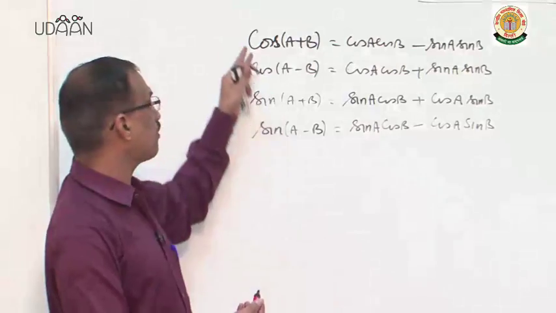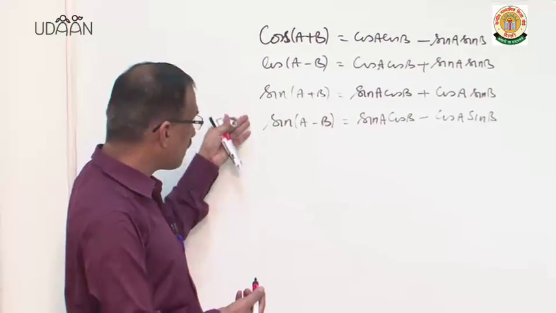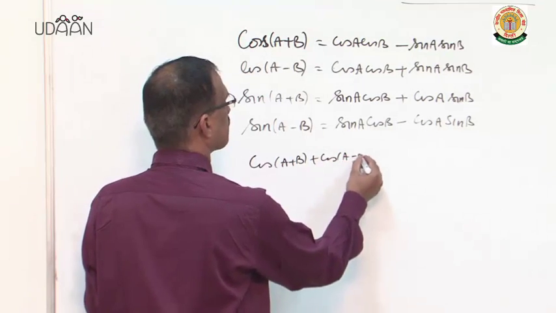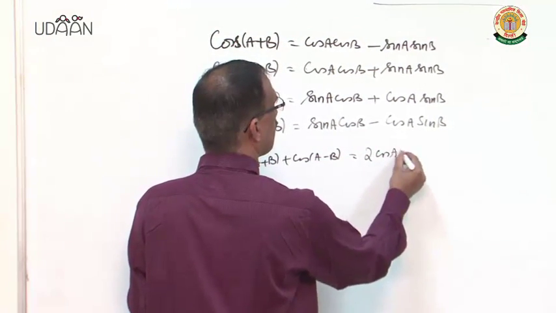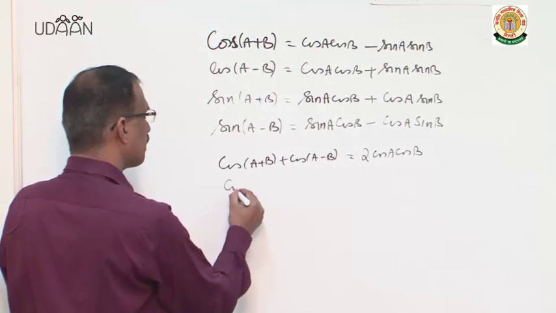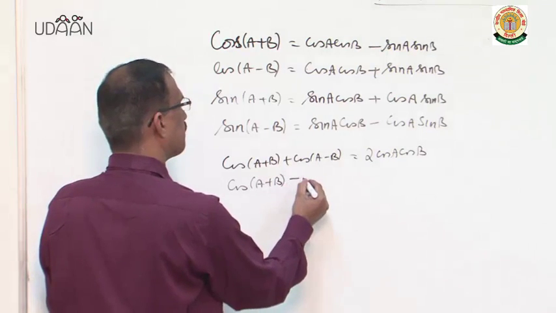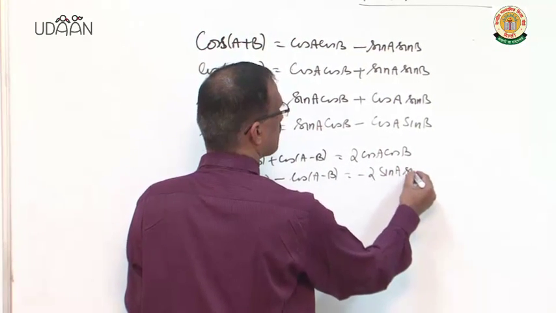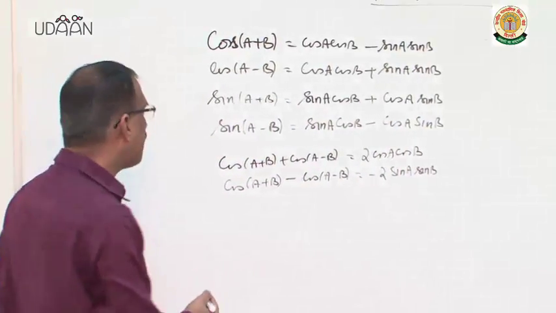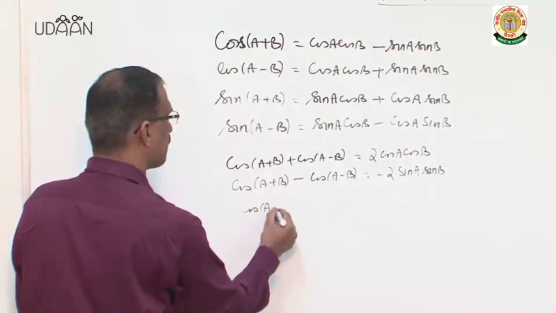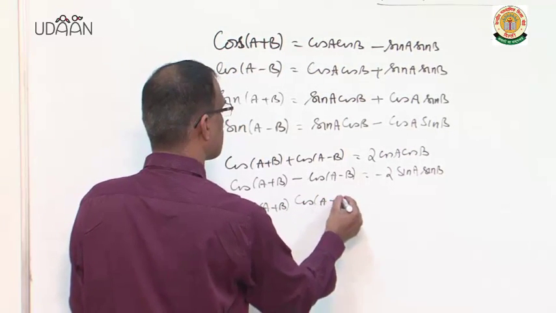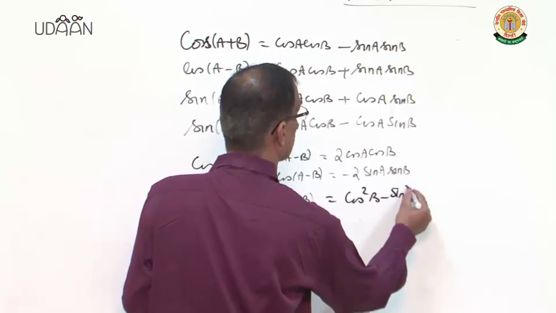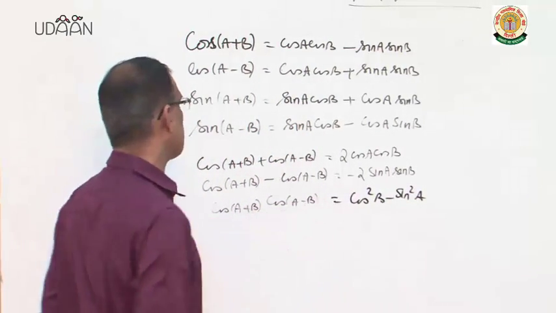These are the basic formulas which we need to know, and from these, if you add the two you will get another formula, and if you subtract you will get another formula. Same way here, if you add, cos(A+B) plus cos(A-B) will give us 2 cos A cos B. If you subtract these two, cos(A+B) minus cos(A-B) will give us minus 2 sin A sin B. And if you multiply these two, cos(A+B) into cos(A-B), you will get cos squared B minus sin squared A.